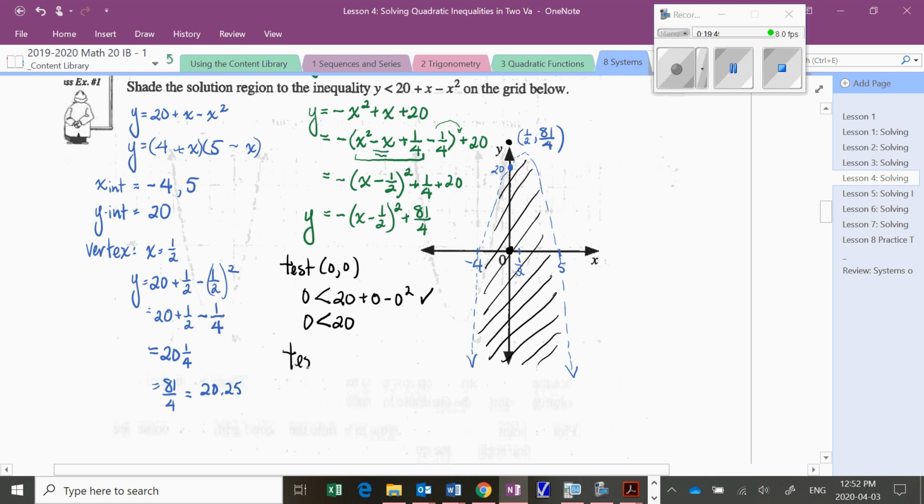And just to double check though, we'll test as well. We had picked x is 0, y is, let's say, 22. So if we check that in our original inequality, the left side is 22, and that's supposed to be less than 20 plus 0 minus 0 squared, so 22 less than 20. That is absolutely false, of course, which tells us that point is not part of our solution region, does not satisfy our inequality. Okay, awesome.